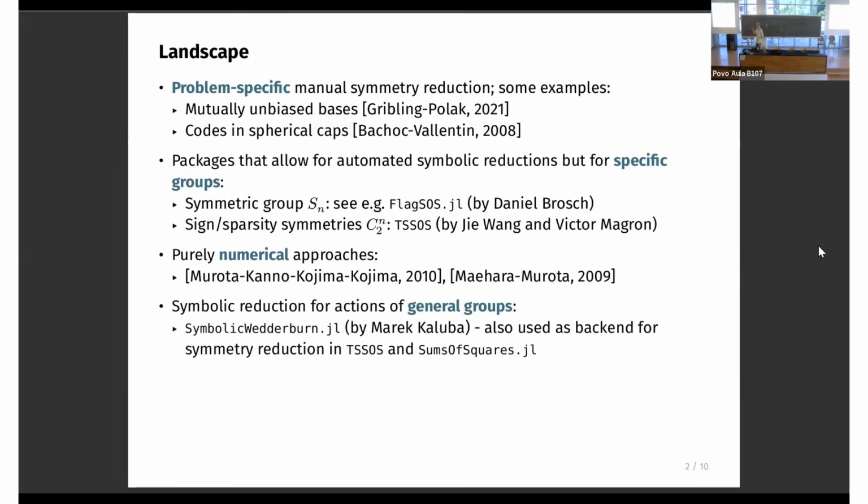And then there is Marek Kaluba's package, which is called SymbolicWedderburn, which works for any finite group, and I think any linear action or unitary action. And they use a purely symbolic approach. So they're exact at every single step until you actually produce your blocks, because then you have to do the matrix multiplication, and this is not very efficient if you want to do it exact, because you have to work in number fields, and so until that step it is perfectly exact. And this is also the backend for symmetry reduction in TSSOS and in SumOfSquares in the Julia packages.